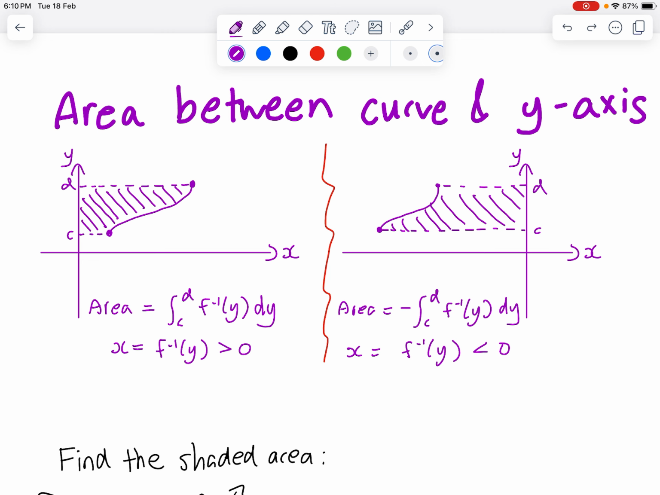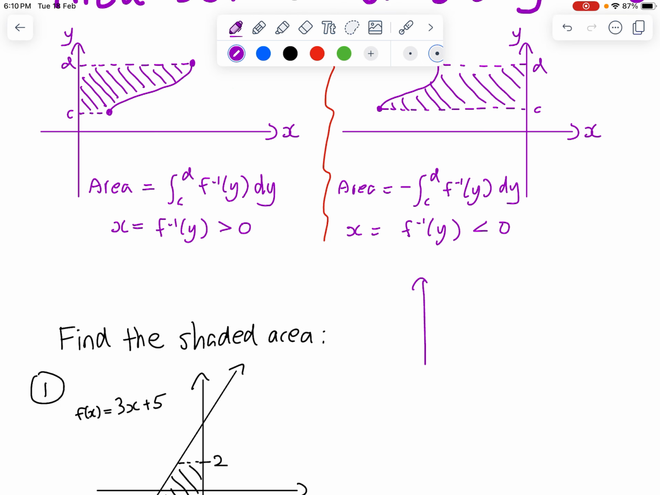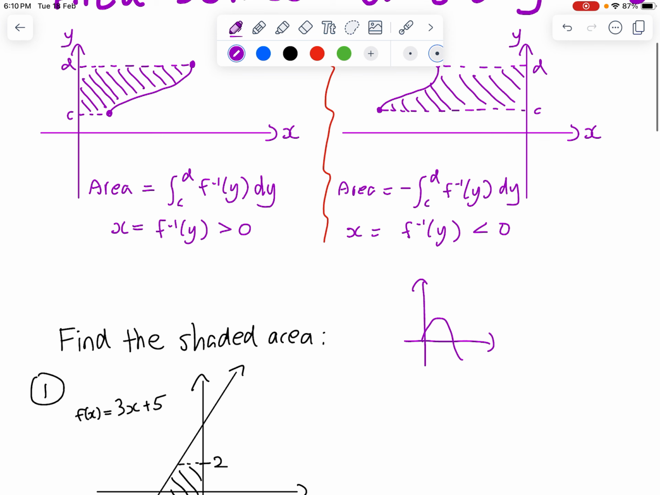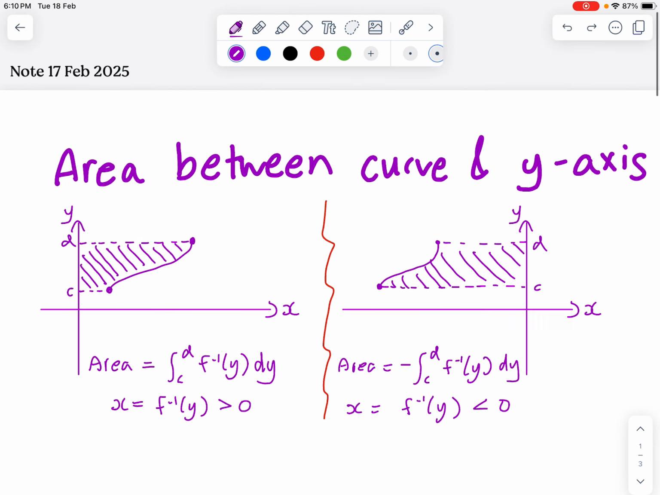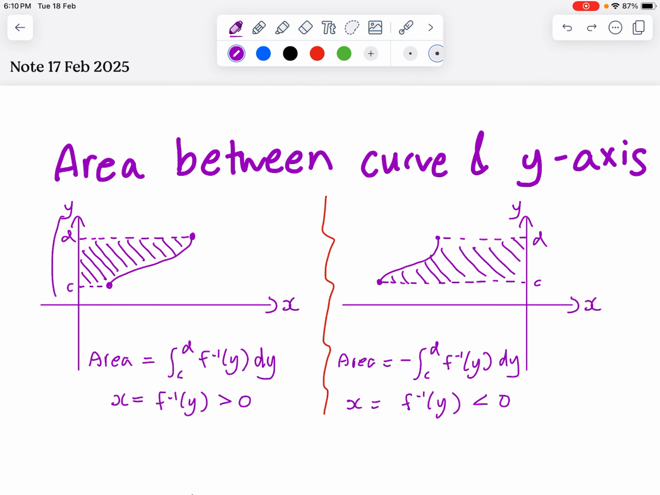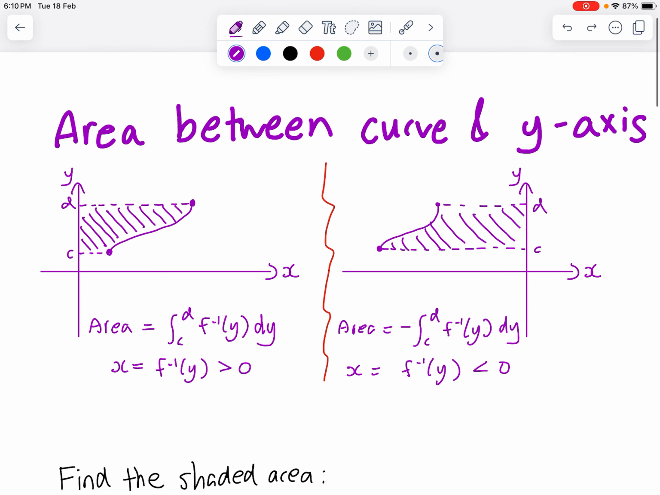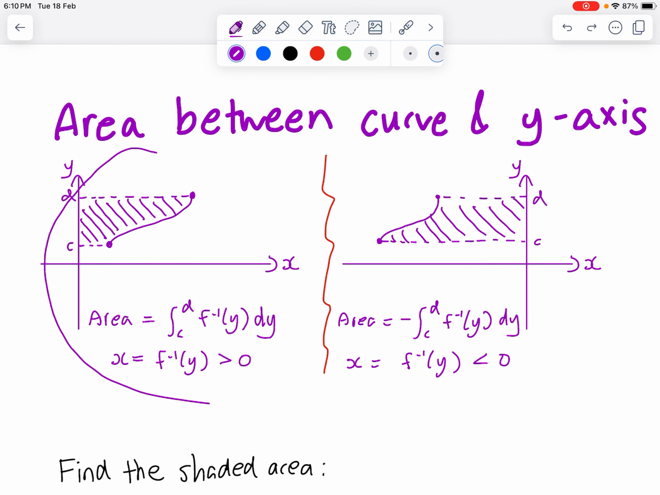Before, we wanted to find, for example, this area from the interval a to b, where the interval is on the x-axis. Now, we want to see the area where the interval is on the y-axis. As you can see, these are the notes.